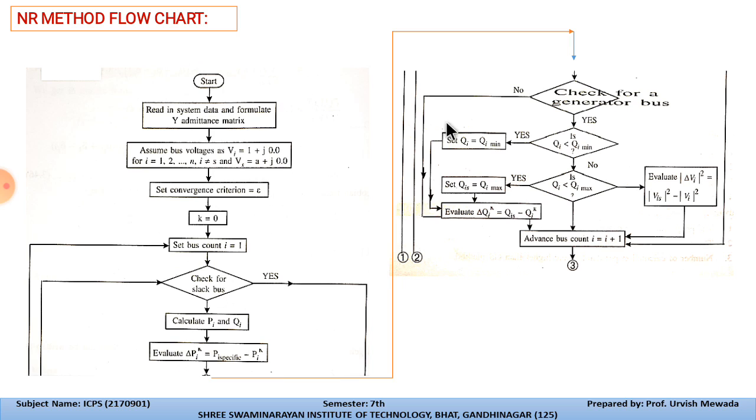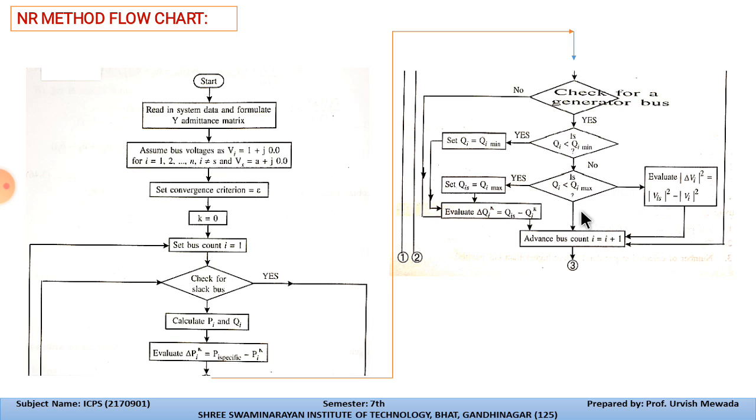After this condition, if there is a yes, then that will follow the reactive power calculation. Again we have the condition that Qi is less than Qi minimum. If it is no, then check Qi is less than Qi maximum, and if it is yes, then again Qi is equal to Qi maximum. This is the condition, and then after that we evaluate the change in the reactive power of the kth bus.